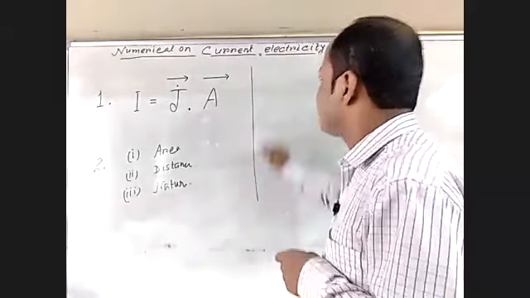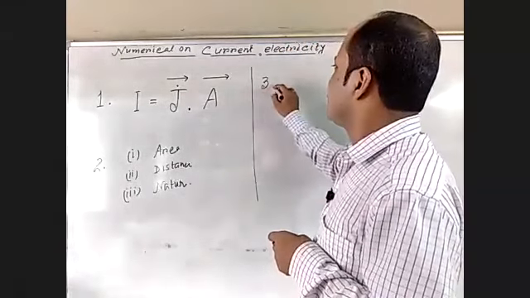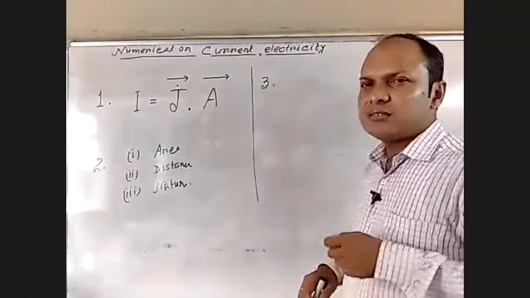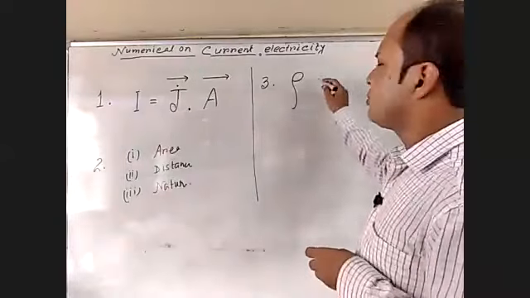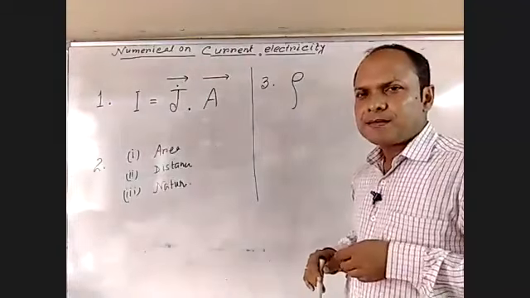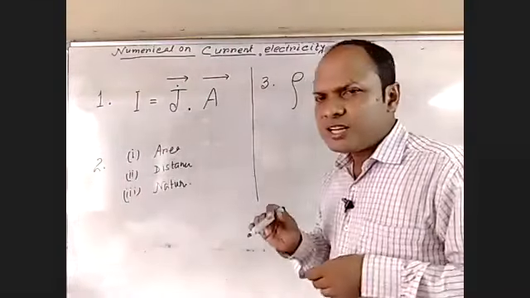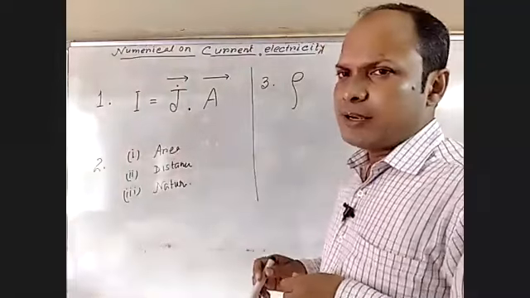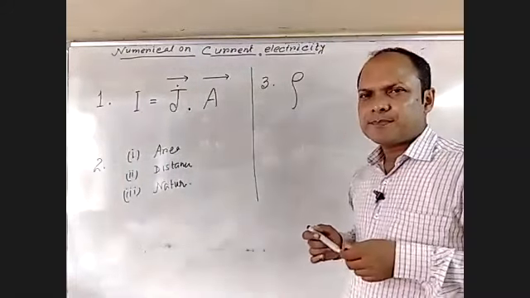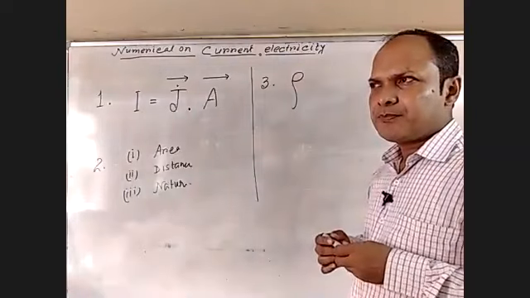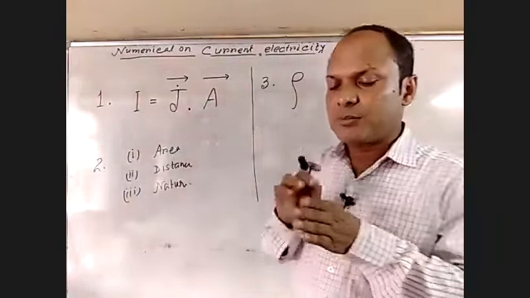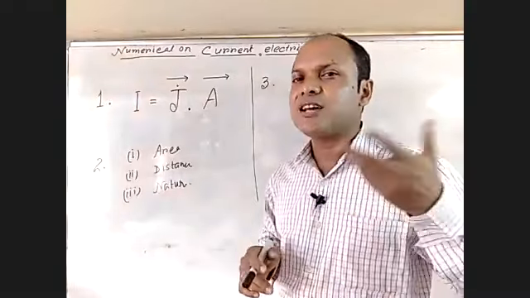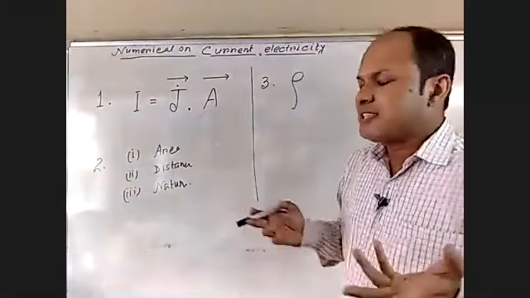Last question, number three. Can anyone tell me, rho? You know rho, the resistivity. Is rho a constant or a variable quantity? Constant. Rho is a constant for a particular material. Is there any scope to change the value of rho under any circumstances?